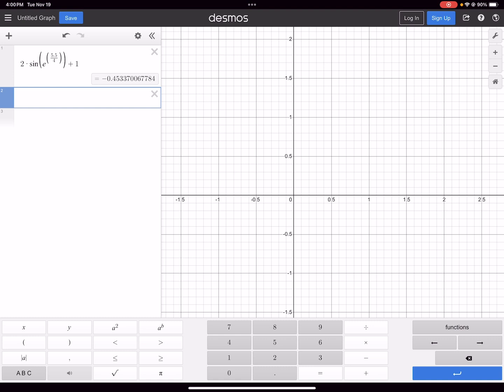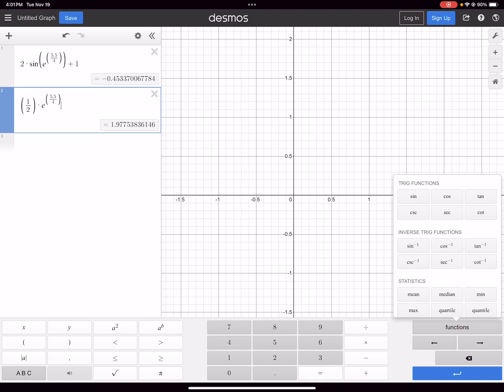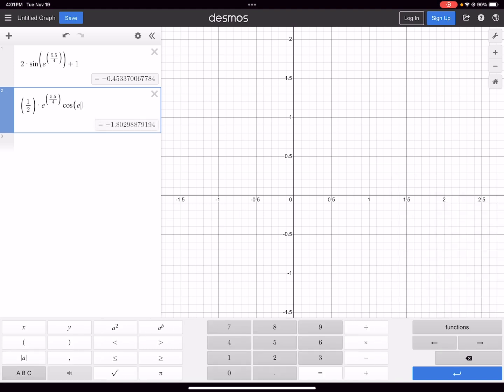I could do the same exact thing with the other one. Very straightforward, 1 divided by 2, and then times e to the parentheses 5.5 divided by 4, close the parentheses, and then we're multiplying this by the cosine function. Cosine e to the parentheses 5.5 divided by 4. Close that parentheses. Oops, I'm missing a 5 there.